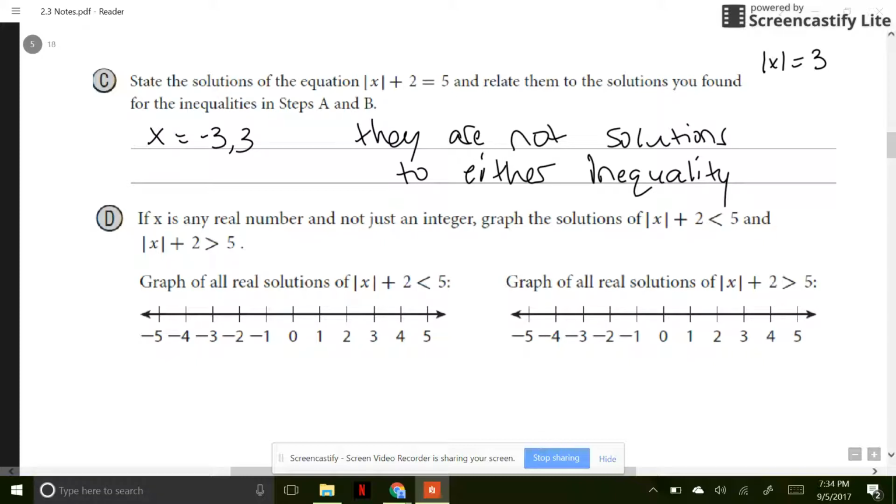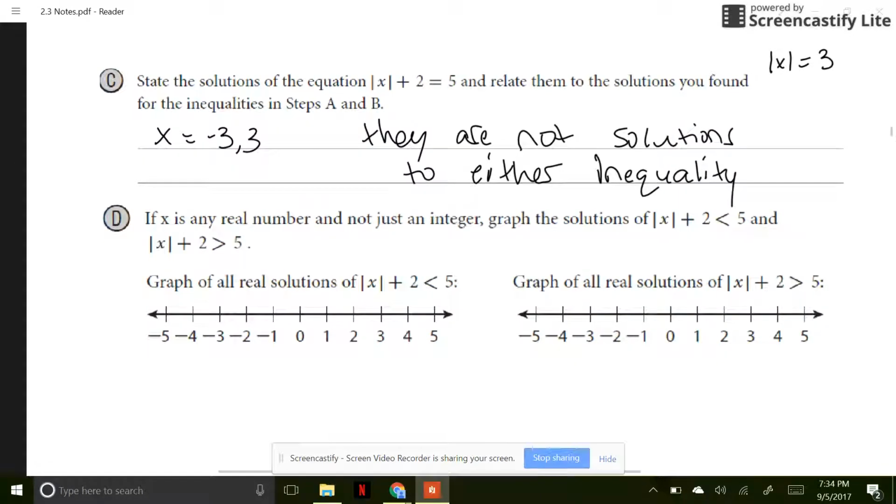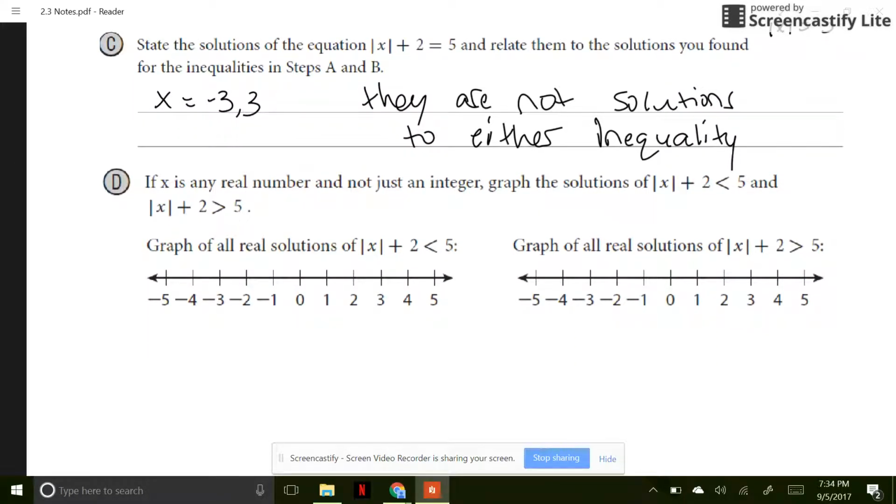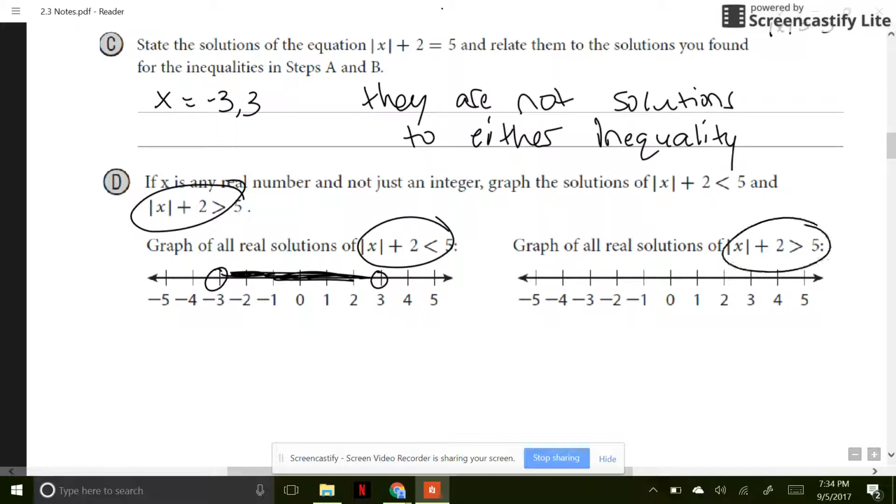So if x is any real number on a number line and not just an integer, we can graph these solutions. When we had values less than 5, our values were here between -3 and 3, all these values in between here. Whereas over here we were looking at greater than 5. We picked all the values bigger than 3 and all the values smaller than -3.